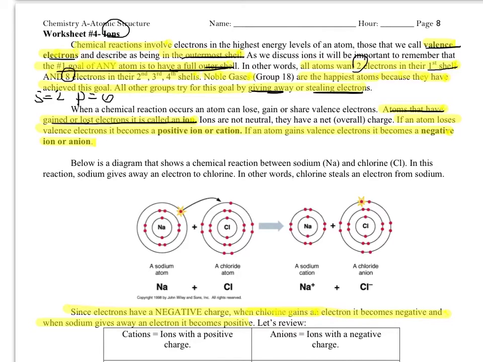Okay, now I want you to think about the noble gases, group 18 or group 8A, right? The one way over on the right side of the periodic table.